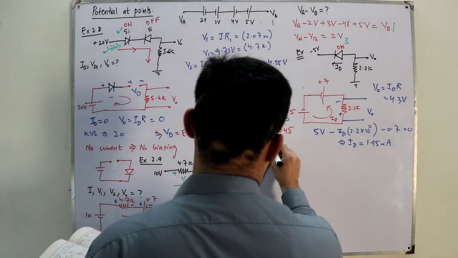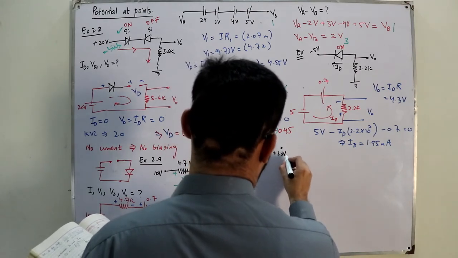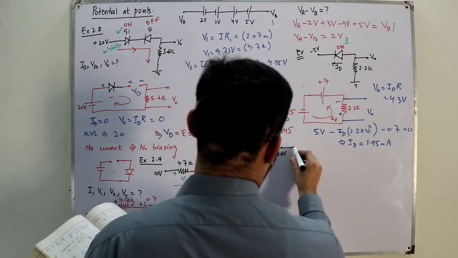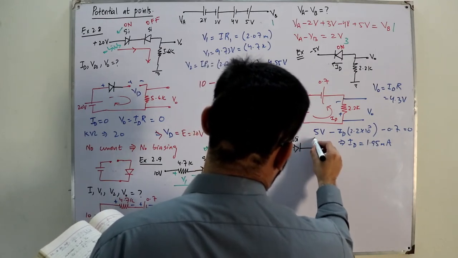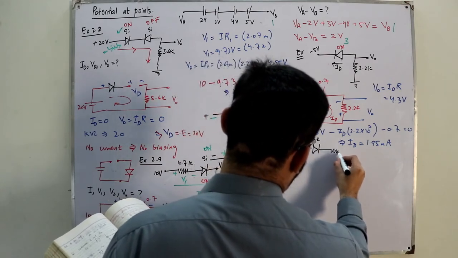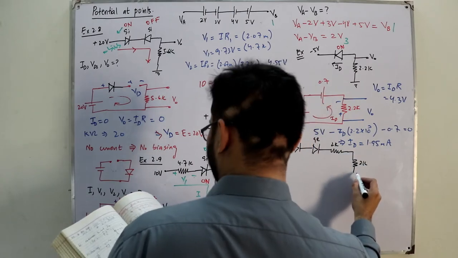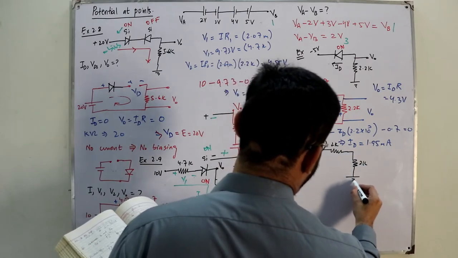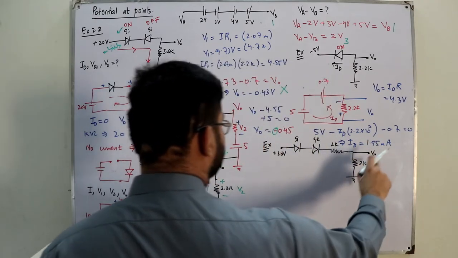Example. You have a plus 20 volts, a silicon diode, a germanium diode, a 2K ohms resistor, and another 2 kilo ohms resistor over here. You have a ground. V naught is again the voltage at this point, which means the voltage across the resistor.